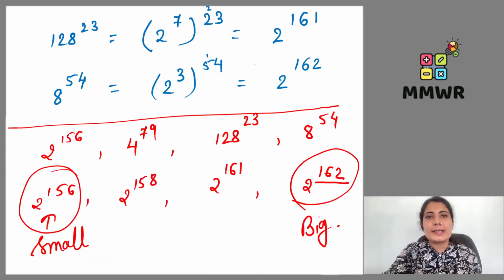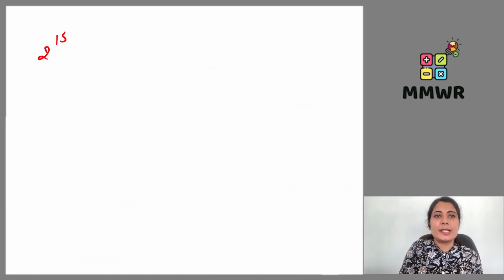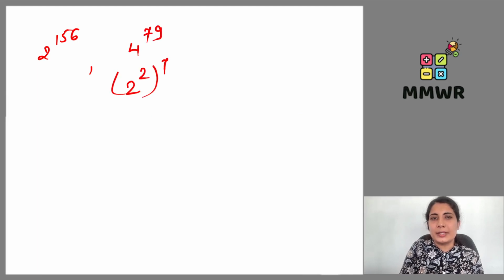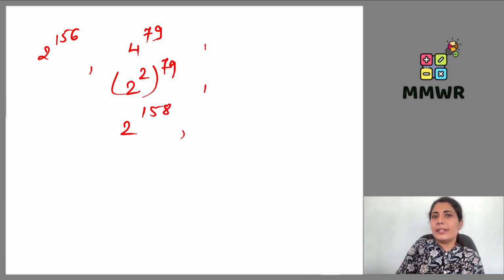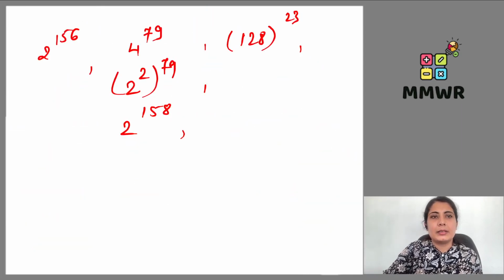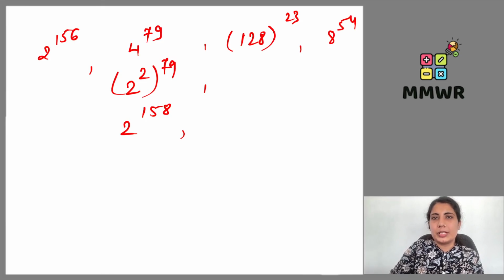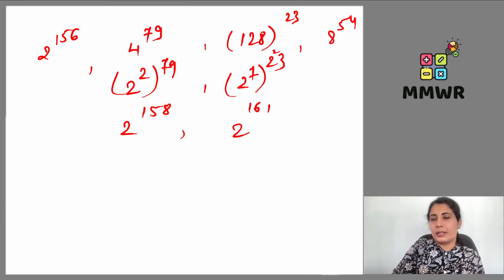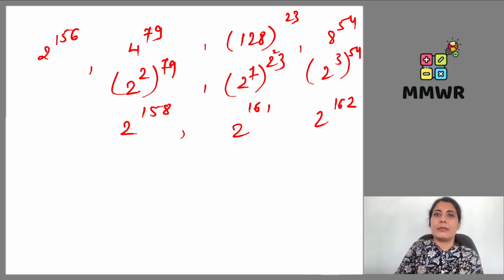How will we do this question in the exam? We simply have to write 2 to the power 156, then 4 to the power 79, that means 2 squared, power 79, so 2 to the power 158. Then we have 128 to the power 23, and at the end, 8 to the power 54. So this is 2 to the power 7 to the power 23, which gives me 7 threes are 21, carry over 2, 161. And this is 2 to the power 3 whole to the power 54, which is going to give me 162 in the power. So look, in 3 steps we got the answer.